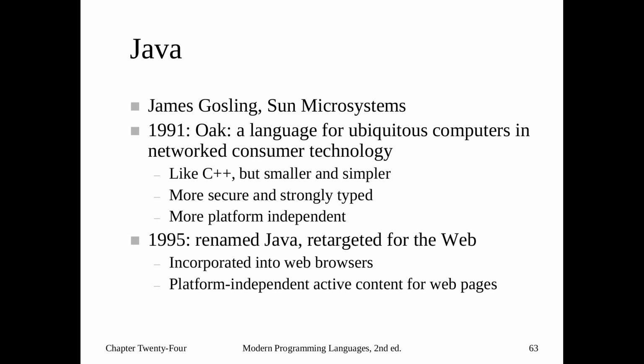So anyway, just like C++, he wanted it to be C++ but smaller, simpler, right? Get rid of the template language, get rid of all these different things, but he also wanted to ensure that it was more secure, it was strongly typed, and he wanted it to be platform independent.